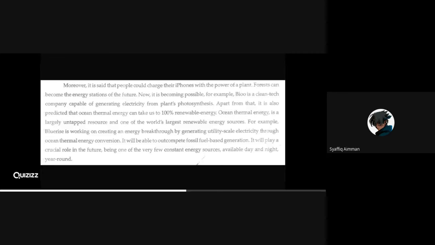It's a largely untapped resource and one of the world's largest renewable energy sources. For example, Blue Rise is working on creating an energy breakthrough by generating utility scale electricity through ocean thermal energy conversion. It will be able to outcompete fossil fuel-based generation. It will play a crucial role in the future, being one of the very few constant energy sources available day and night year-round.